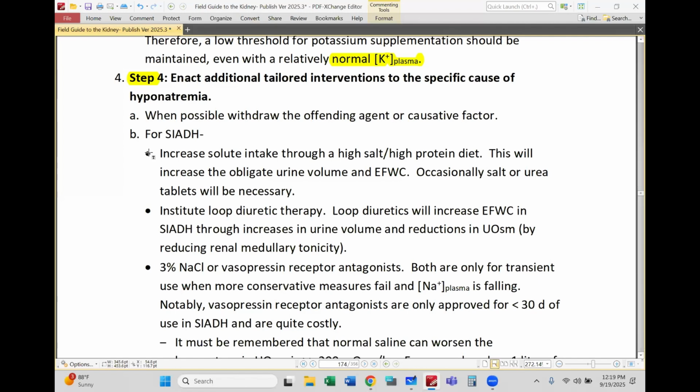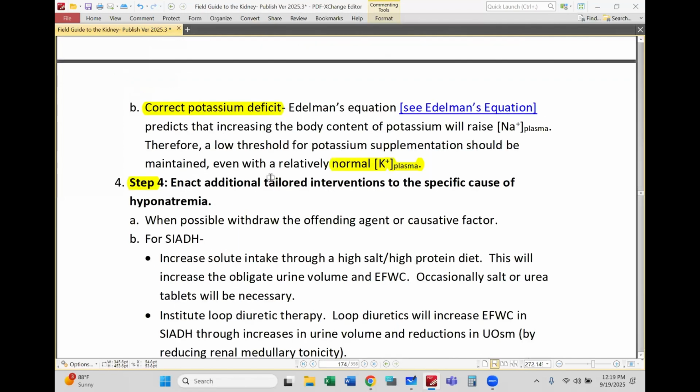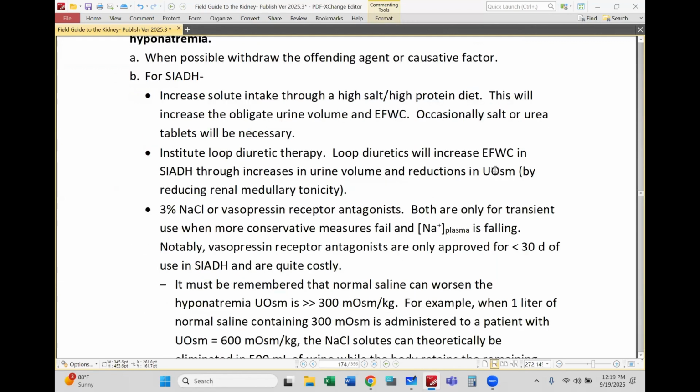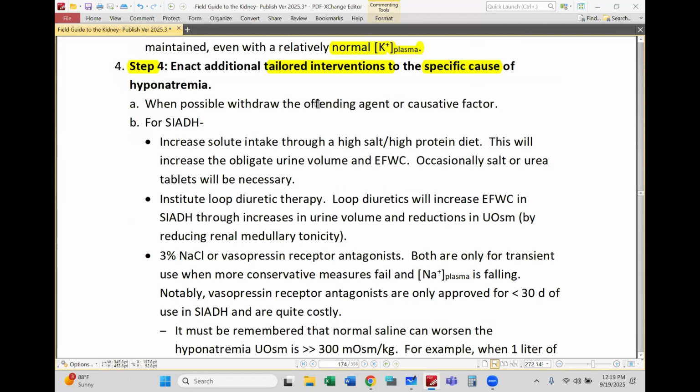Step 4, all right? Enact tailored interventions addressing the specific cause of hyponatremia, okay? So if there is nausea that's causing that non-osmotic ADH release, give them antiemetics. That's typically not the only thing that raises an ADH. I mentioned that to you. It can be part of a sum total of excess ADH, but it's usually not the sole explanation for ADH excess. If you're dealing with a case of SIADH, right, we have ways we can address that.